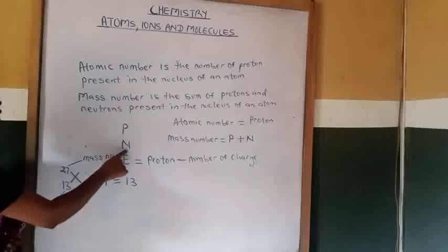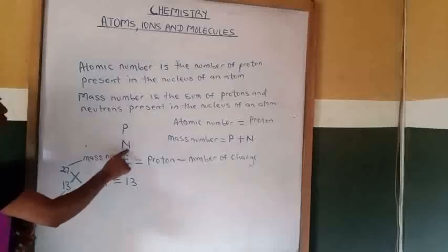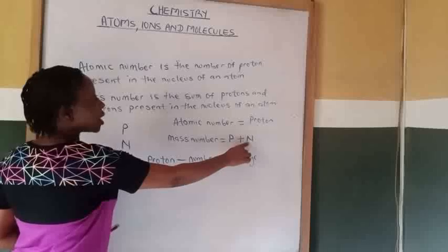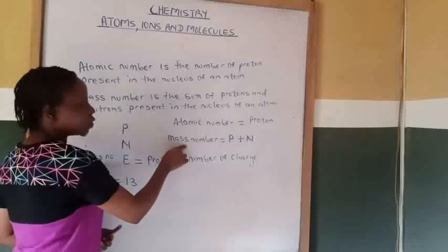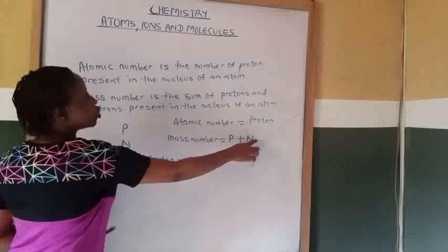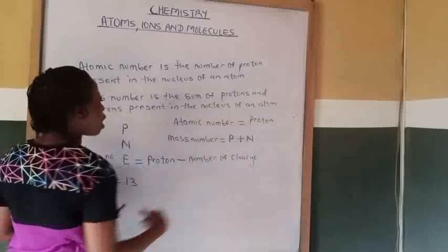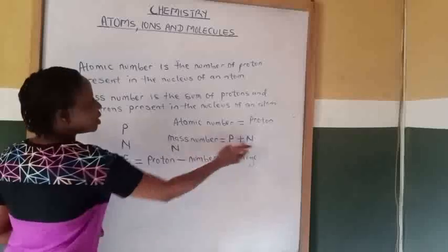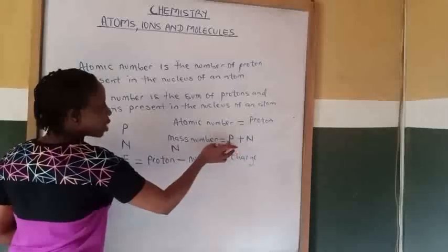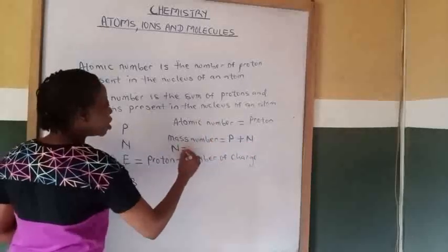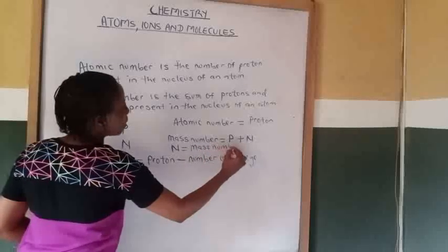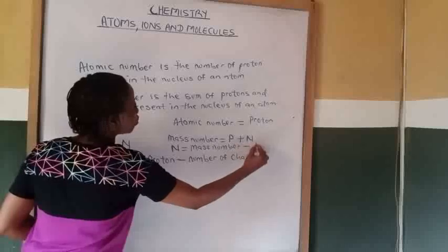Then how can we calculate the number of neutron? So let's come to this place, because neutron can be found in this formula. Neutron can be found here. So let's bring neutron out, which is N. Let's make N the subject of the formula. Bring P down to this place. It will be equal to mass number minus proton.